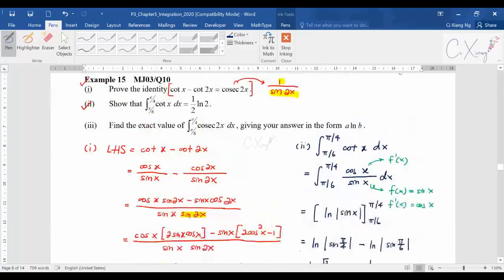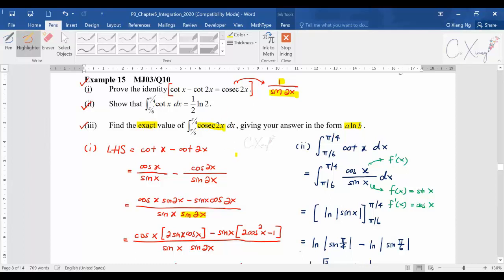Alright, okay, then after that, we continue to part number 3. So for part number 3, they want you to find the exact value. So again, I want you to highlight the words exact value. Exact means that your final answer should be in a fraction form. It cannot be in decimal. Alright, so give your answer in the form of A ln B. Okay, so they want you to integrate cosecant 2x.